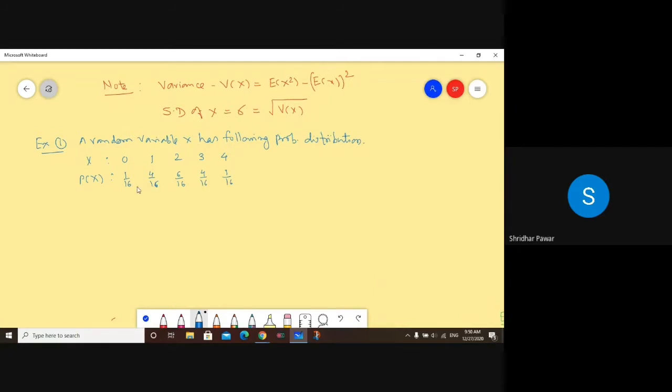If you observe, the denominator is 16. If you add the numerators, the sum of all these probabilities, definitely it will be 16. So 16 by 16 will be 1. So this is a probability distribution.